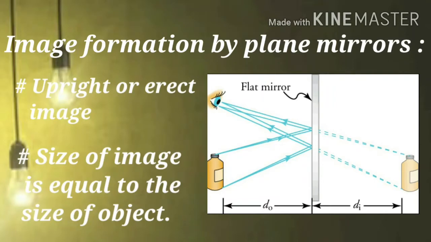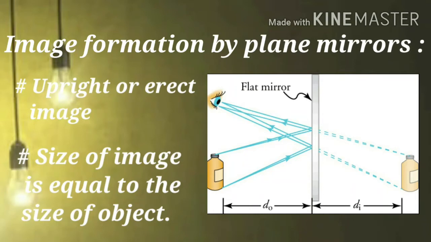Or here in the diagram also you can see a bottle kept in front of a mirror. Then the image formed is of the same size, and erect also, meaning the cap is on the top of the bottle. The same way, the image formed is the same as that of the object. Size is also the same, and the cap is on the top of the bottle. So these are the two characteristics of a plane mirror.